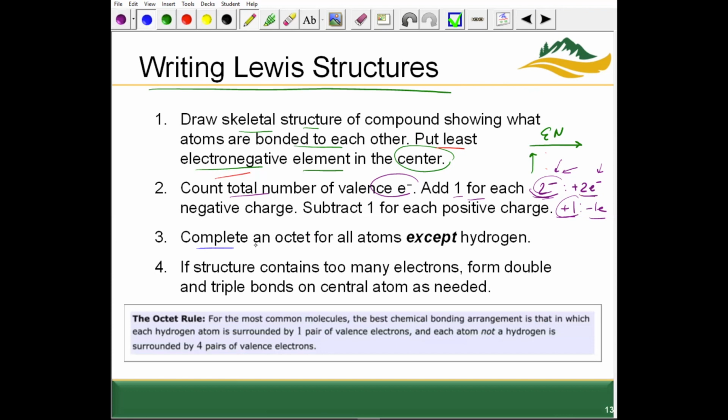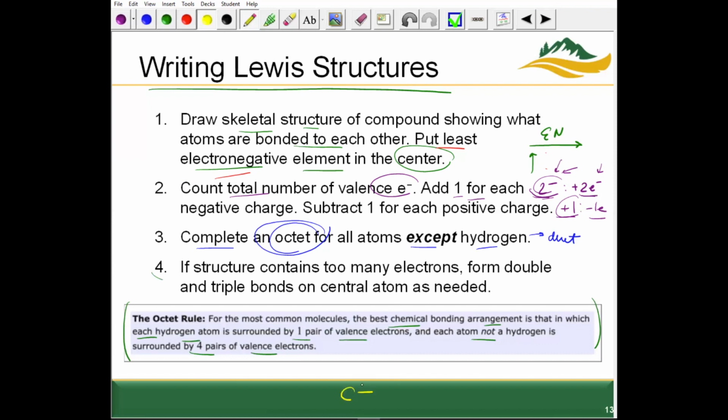Then we're going to try to make every atom happy and have a complete octet, except for atoms like hydrogen that want to fill a duet instead. For the most part, we'll be thinking that all the other atoms want to fill their octet. And here's a nice description of the octet rule. For most common molecules, the best chemical bonding arrangement is that in which each hydrogen atom is surrounded by 1 pair of valence electrons, and each atom that's not hydrogen is surrounded by 4 pairs of valence electrons.